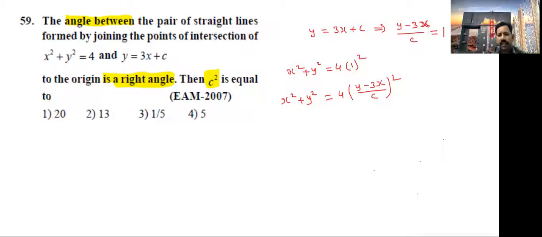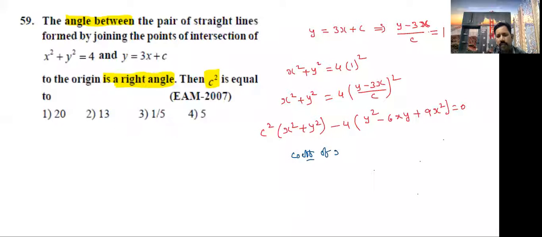Now c square sending to the right hand side, left hand side, c square into (x square plus y square) minus 4 into (y minus 3x) whole square, that is y square minus 6xy plus 9x square, is equal to 0. Already given, the angle between the pair of lines is a right angle. So what is the condition? Coefficient of x square plus coefficient of y square is equal to 0.